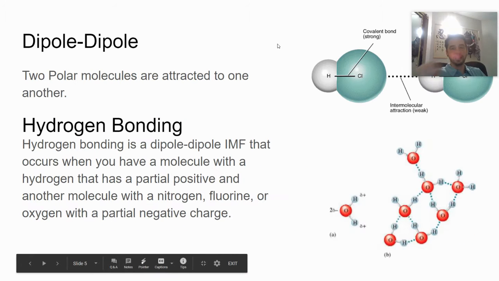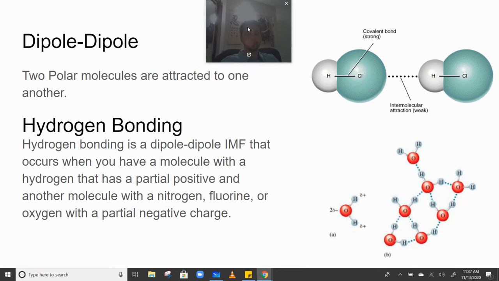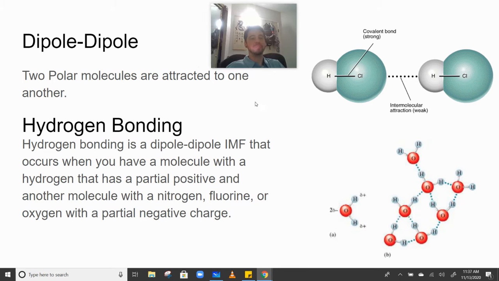So dipole, and again, like I said, hydrogen bonding is a type of dipole bond. So basically, dipole is when two polar molecules are attracted to one another. Okay, so two polar molecules attract to one another. So for example, HCl. We're talking about gas here, because in the liquid form, HCl is actually ions, right? So if it's in water. So HCl gas.